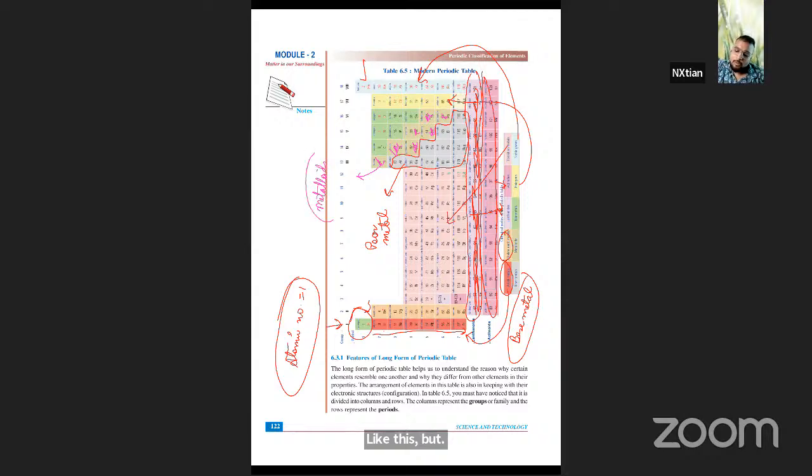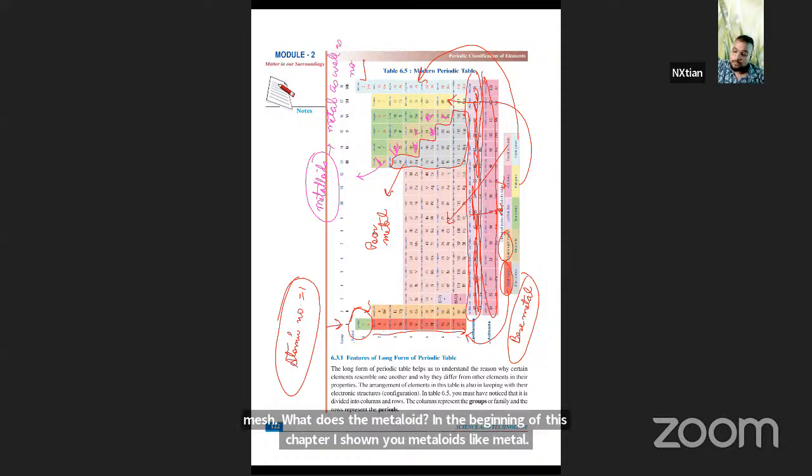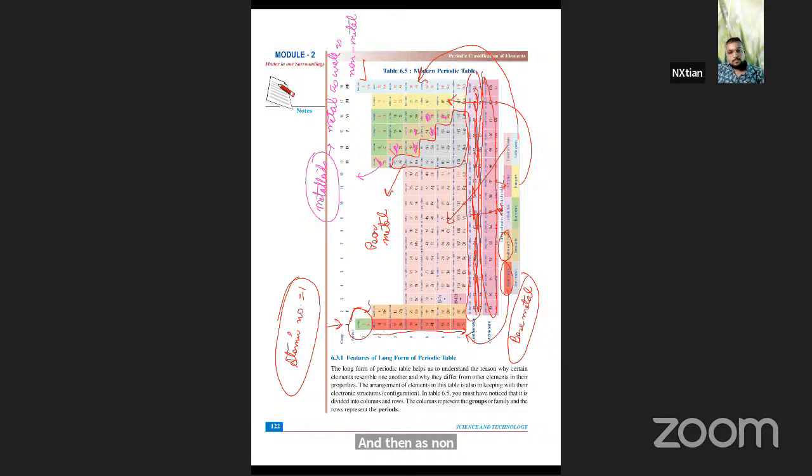In the beginning of the chapter, I told you metalloids behave like metals as well as non-metals. Okay, and these are called non-metals, from carbon. These are called non-metals. Okay, yes or no?